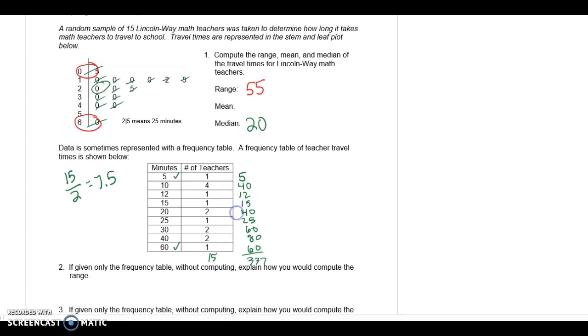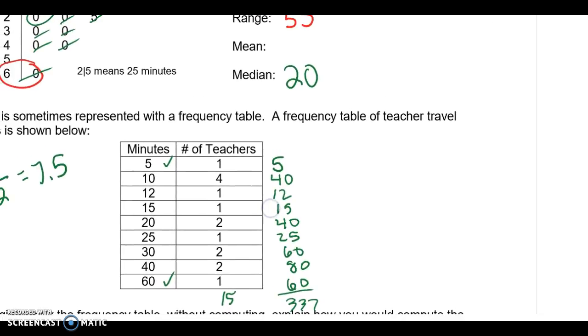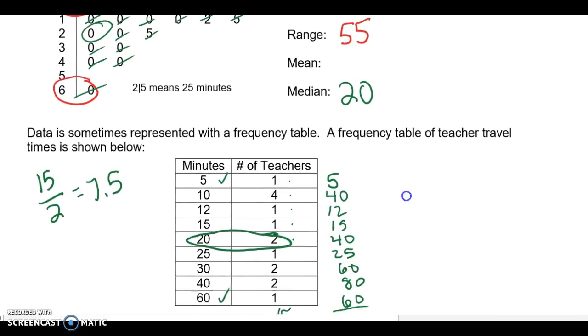So to find the 8th entry, I'm going to start at either end, either the 5 or the 60. I'm just going to start counting until I get to the 8th person. So I have 1 person, another 4 makes 5, 6, 7, and my 8th and 9th person are here. So the median is going to occur there, and the median value then would be 20. We get the same answers with the frequency table as we did with the stem and leaf plot. Just a different look.